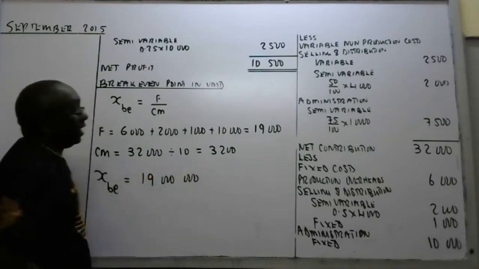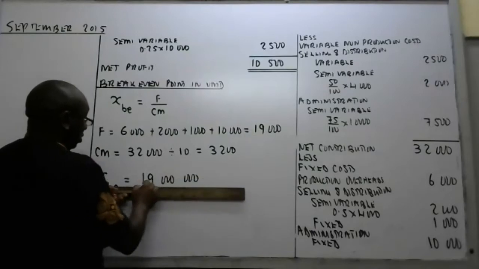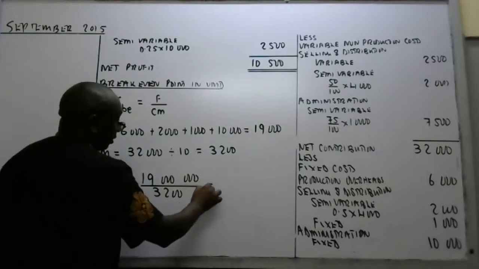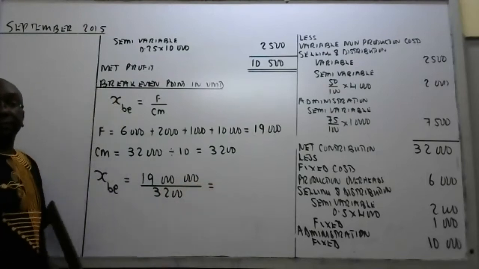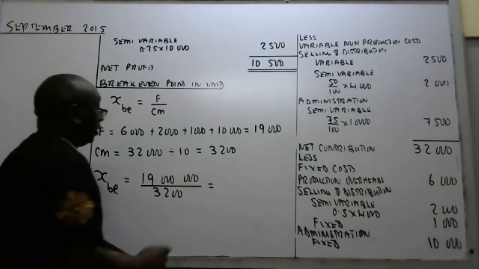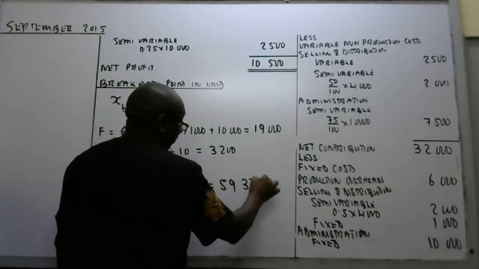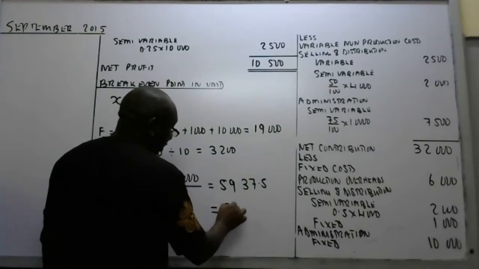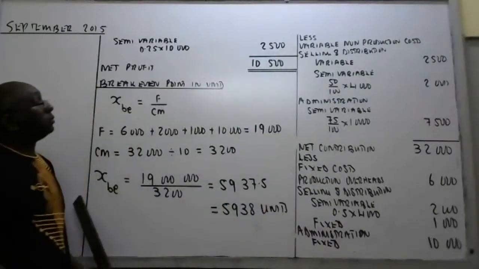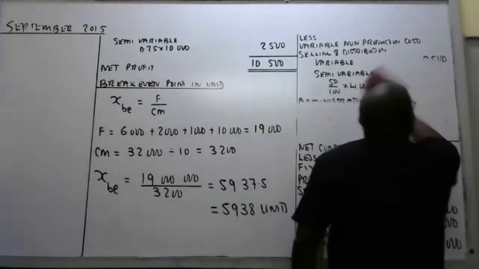Now we have to bring the full figure. Remember these figures are in the thousands. So you divide it by 3,200. You can round it to 59.38 units.